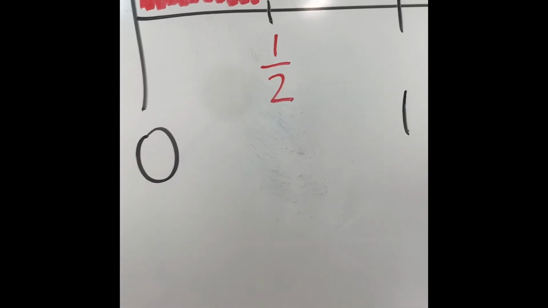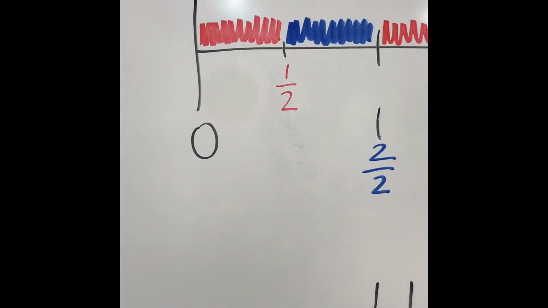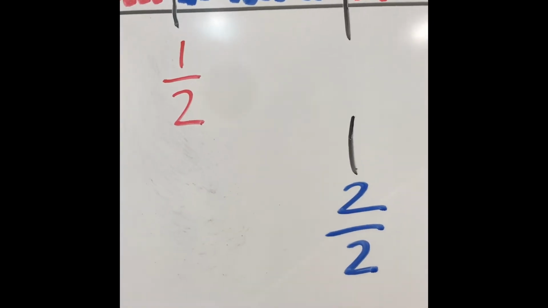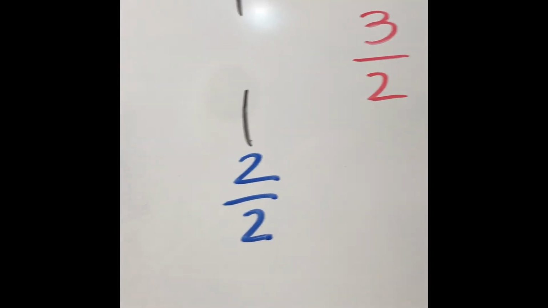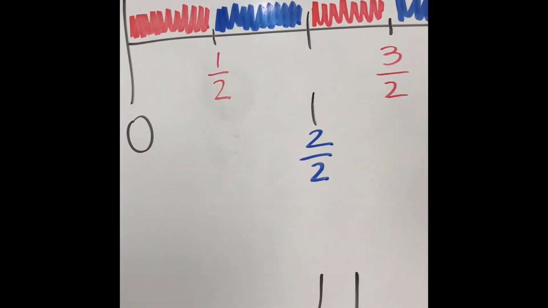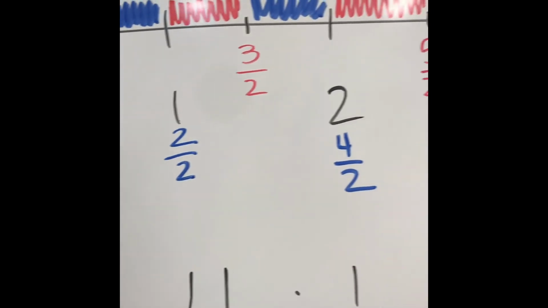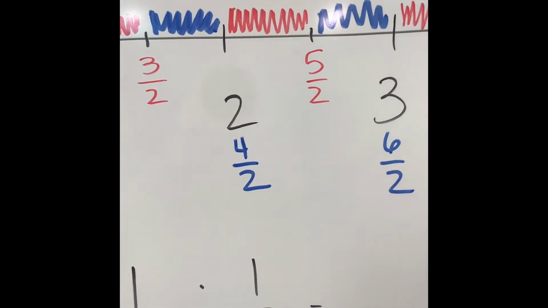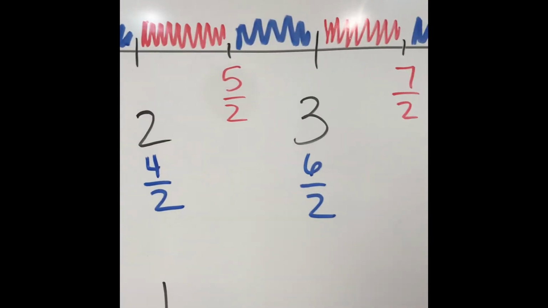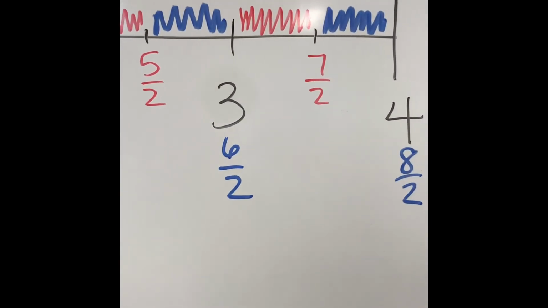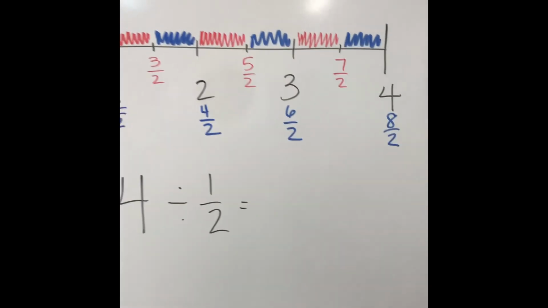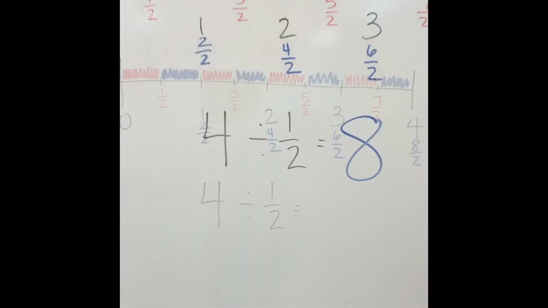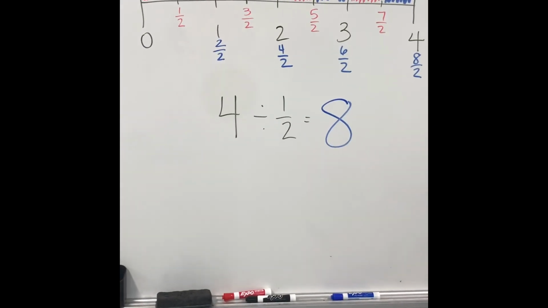This is one group of 1/2. So now we're going to count the groups of 1/2. This is 1/2, 2 halves, 3 halves, 4 halves, 5 halves, 6 halves, otherwise known as 3. 6 divided by 2 is 3. 7 halves, 8 halves. 8 divided by 2 is 4. So again, there's another relationship between multiplication and division. Our quotient is 8.